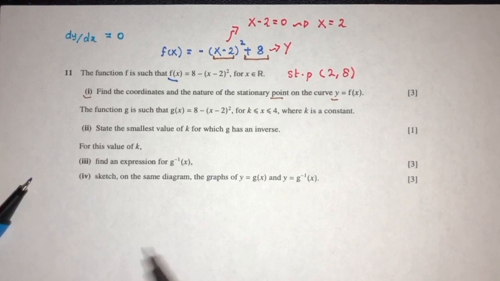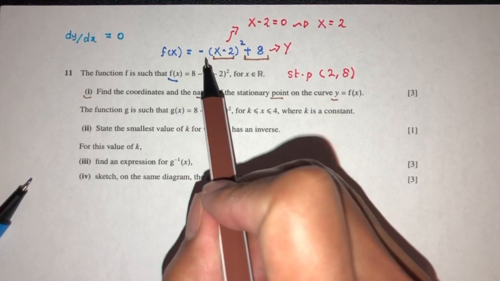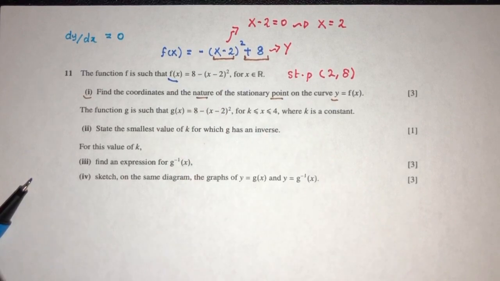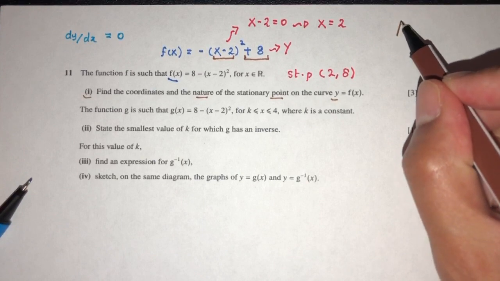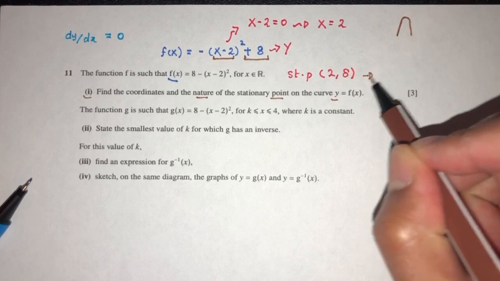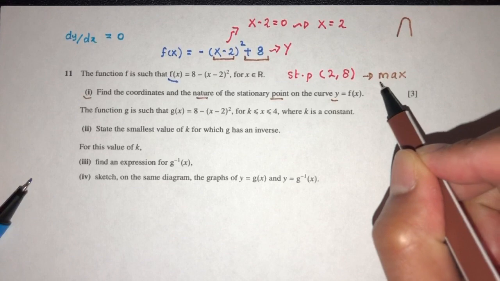Now what else? We have to find the nature, so pretty easy. Because the coefficient of x squared is negative, right? It will be a maximum curve. So this will be a maximum point.